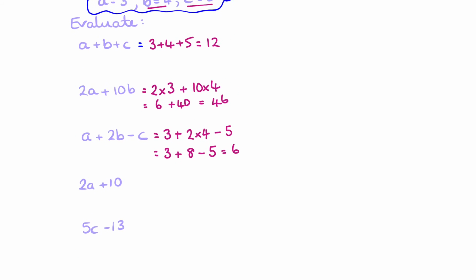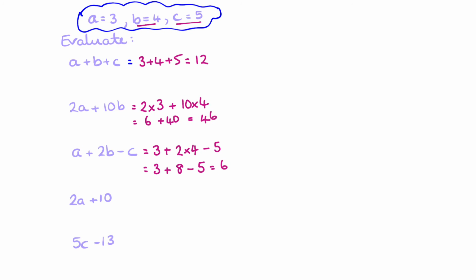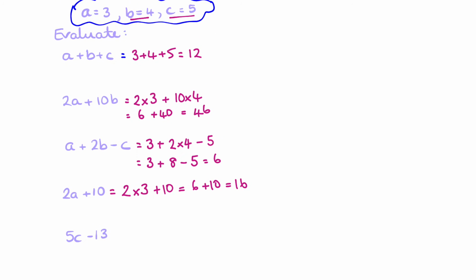All right, a couple more to do here. 2a add 10. So it's 2 times 3 add 10. So 2 times 3 is 6, add 10 is 16. And then the last one in this set of examples is 5c take away 13, so that's 5 times 5, take away 13. So we're doing 25 take away 13, which is 12.